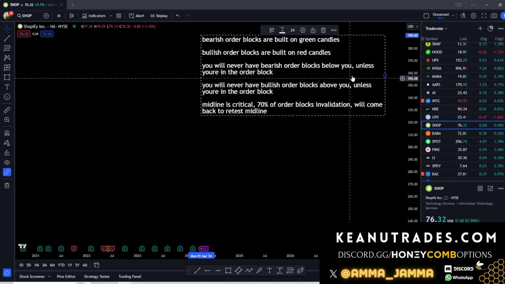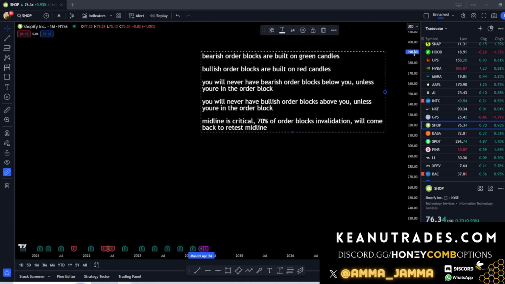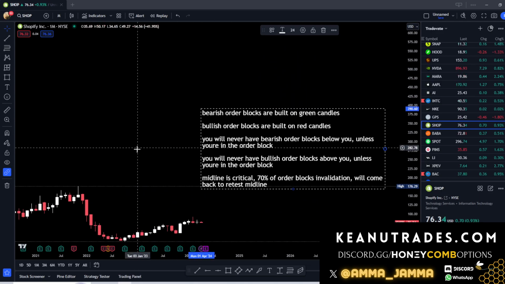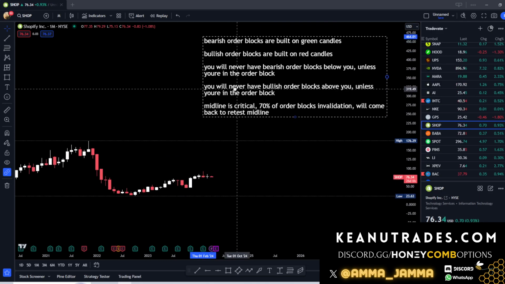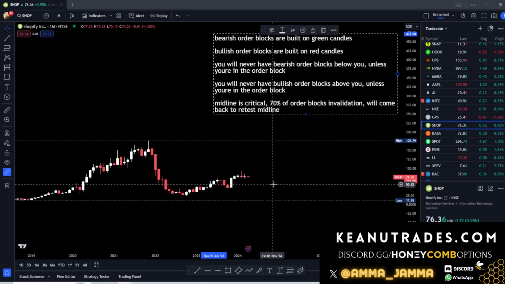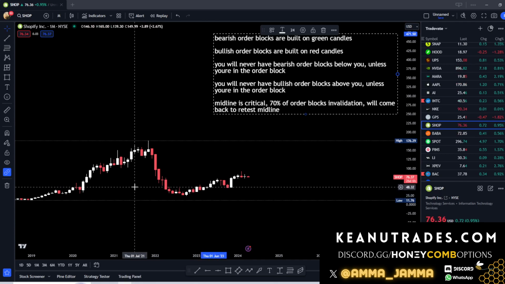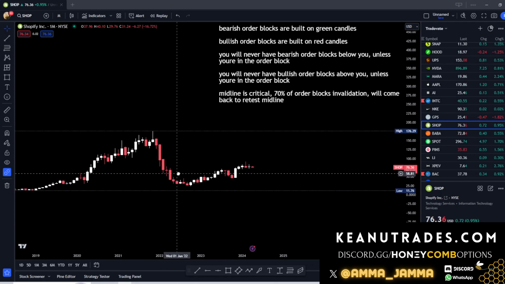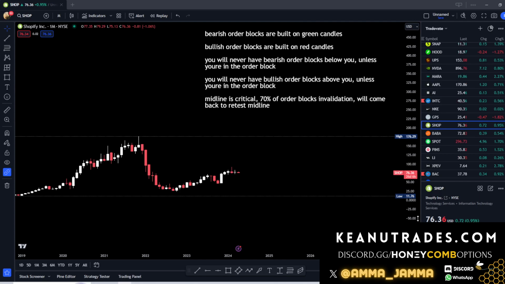Bearish order blocks are built on green candles. Bullish order blocks are built on red candles. You will never have a bearish order block below you unless you're in the order block. You will never have a bullish order block above you unless you're in the order block. Midline is critical. 70% of order blocks, once invalidated, you will come back to retest the midline. This is where it's a mix between standard deviation and, you know, a lot of ICT in there. I don't like all ICT strategies, but the ones I like, I live by. Like fair value gaps, we'll do classes about all that stuff, all right?